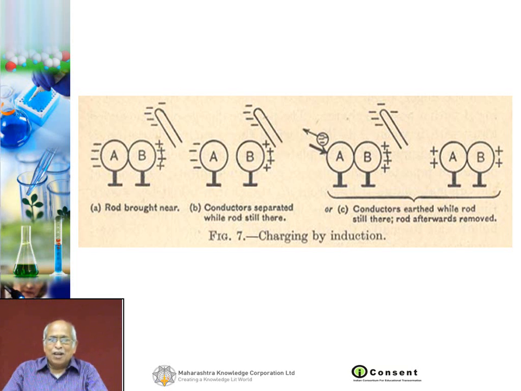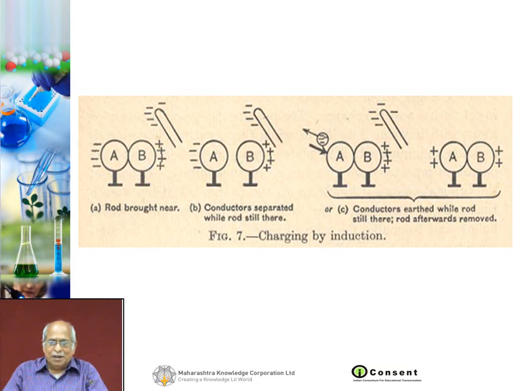Instead of using a metal wire, a person can simply touch the metal sphere A. As I said, human body is a good conductor, so if you touch the sphere A by finger, the charge will go to the earth. And now the sphere B will continue to acquire positive charge even if that plastic rod is removed. This is shown in the next figure.